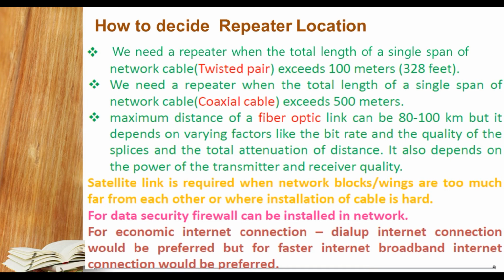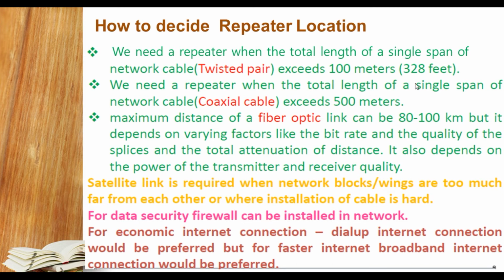Now, how to decide a repeater location? As we know, a repeater is a device which amplifies a low or weak signal to high amplitude. You know why a repeater is required. We need a repeater when the total length of a signal span of the networking cable, that is twisted pair cable, exceeds 100 meter or 328 feet. If the wire exceeds 100 meter, then at every interval of 100 meter we use a repeater, that amplifies the weak signal and gives it the power to reach the destination or location.